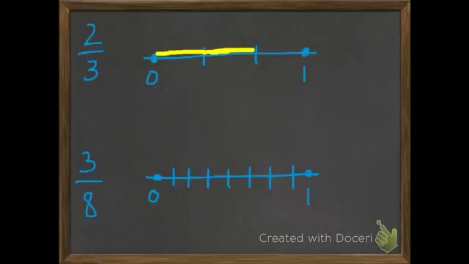Here is the same whole, but now our fraction is 3/8. So our whole is divided into 8 parts. So now I will shade in 3 of the sections of the number line because our numerator is 3. When we compare the number lines of the two different fractions, we can see that 2/3 is greater than 3/8.